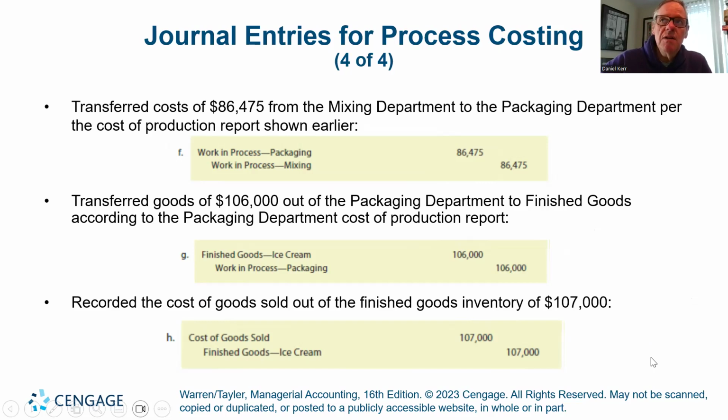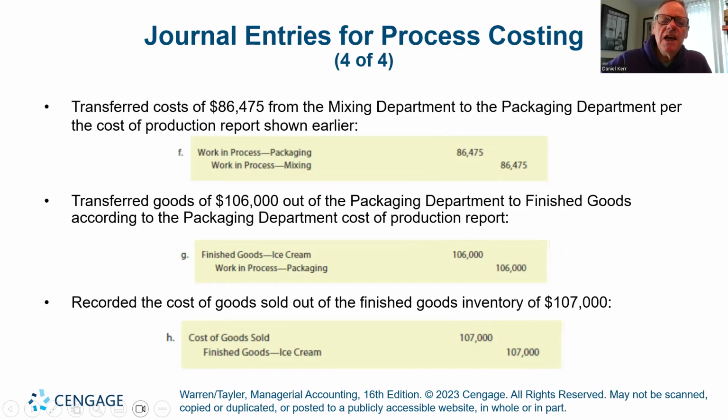We have the material, labor, and overhead we have to account for. It gets accumulated into two production departments. Then it gets transferred out of the mixing department into the packaging department. Then it gets transferred out of the packaging department into finished goods. And then finally it gets transferred out of finished goods into cost of goods sold.